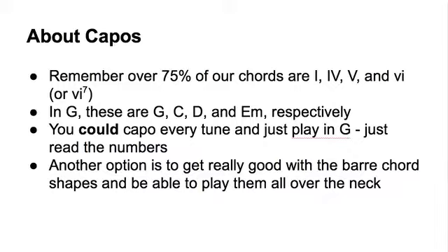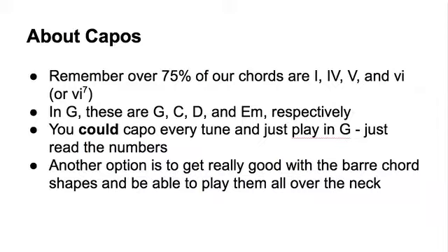And so the capo changes the timbre of the guitar, particularly as you go higher up the neck. But you could play every tune in G and just read the numbers instead of the letters. And so if it's in the key of E, then E, A, and B are 1, 4, and 5. And so every time you see an E, it's a 1. And so just play G instead of E.